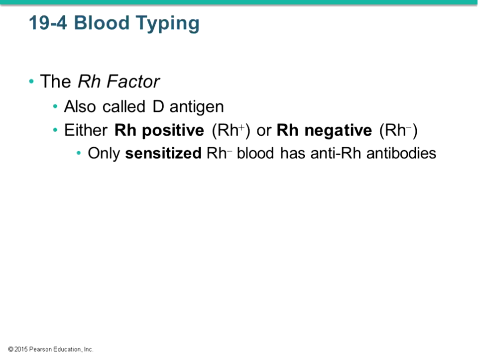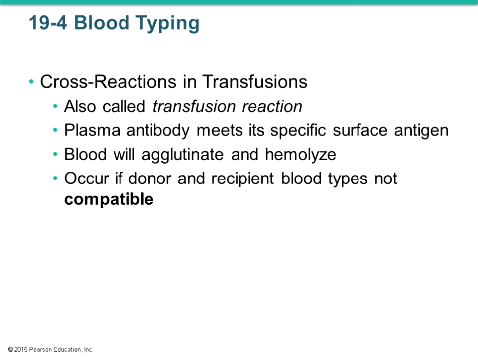RH factor is another significant component of blood typing, and this is also referred to as the D antigen. But instead of adding D to the type, we just say it's either positive for D or negative for D, and that's why you have this plus or minus typically associated with your blood type as well. So we have RH positive or RH negative.